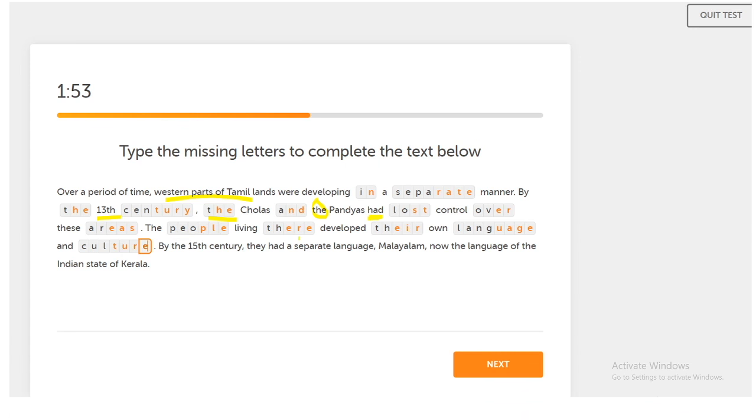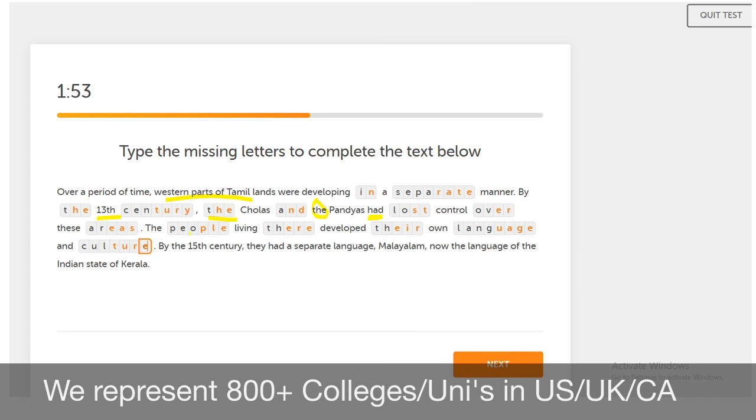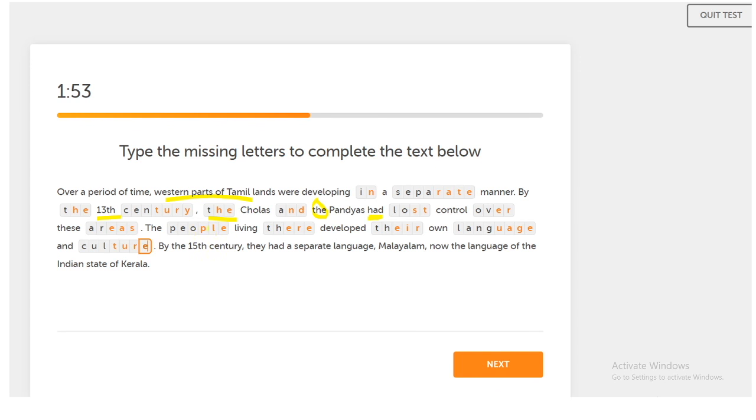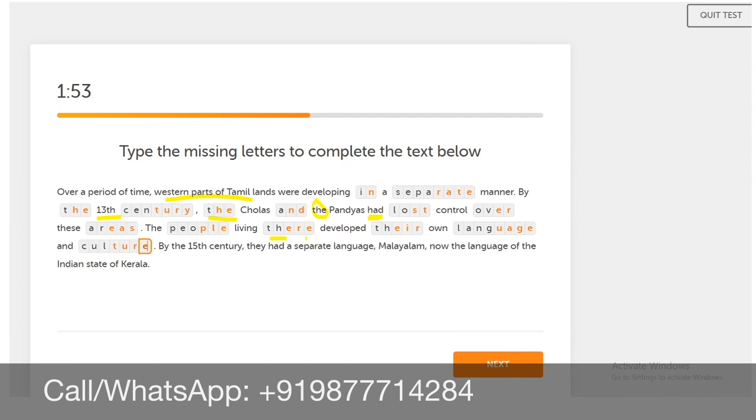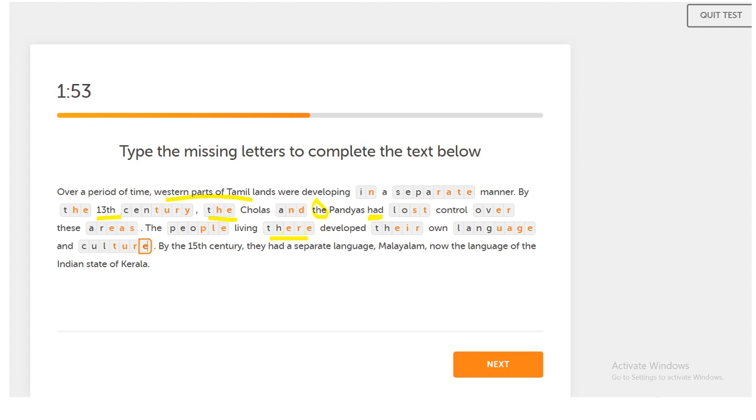The people living there. Now, "people" can also be predicted because "peo" makes it easier to predict what would be the next few letters. The people living there. Now, it's very important to differentiate between "there" and "their". The people living there developed their own language. Language is also mentioned in the last sentence, so it gives you an idea that the word here is going to be language itself.